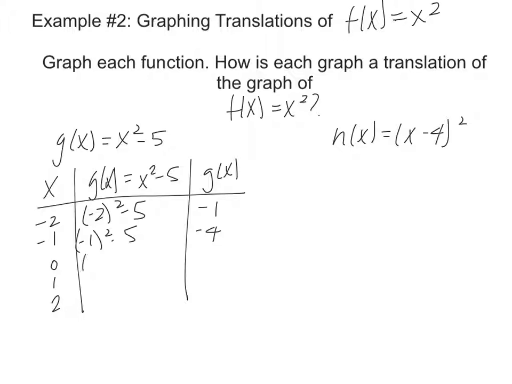Okay, if we keep going, that'd be 0 squared minus 5. That's going to give you -5. And remember, they should be the same values, but let's just make sure. 1 squared minus 5, well, that's 1 minus 5, which is -4. And then 2 squared minus 5, that's 4 minus 5. That's going to be -1. Okay, so we then go to graph those.